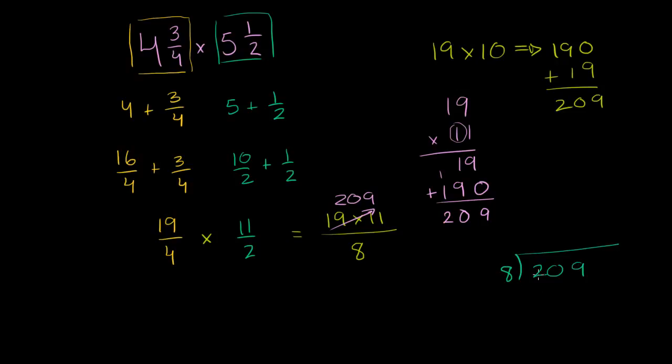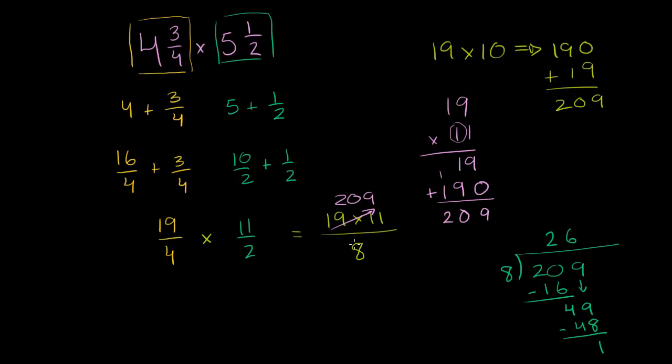209. 8 doesn't go into 2. It does go into 20 2 times. 2 times 8 is 16. We subtract. 20 minus 16 is 4. Bring down the 9. 8 goes into 49 6 times. 6 times 8 is 48. Subtract. We end up with a remainder of 1.